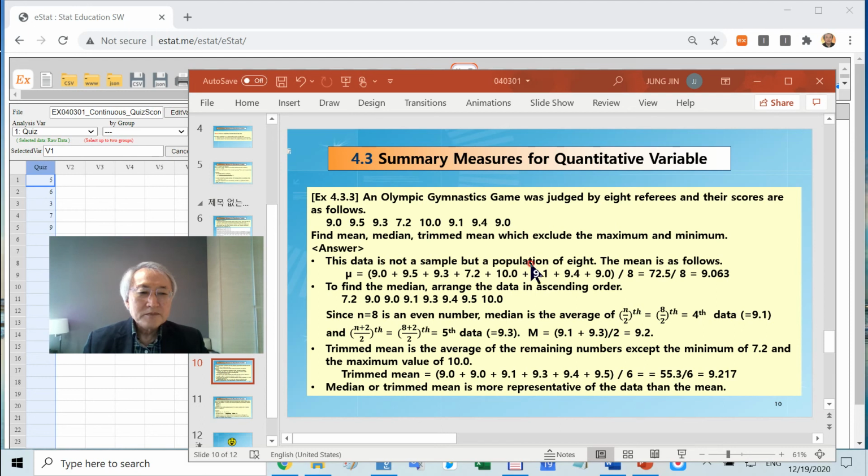Trimmed mean, which excludes the maximum and minimum. Actually, this rule is adopted in the gymnastics game at the Olympics, and we just get rid of the minimum. The minimum is 7.2, and 10.0 is the maximum. Get rid of them and take the average of the rest. Therefore, we have only 6 data. It will be like this. It will remove some kind of biased judge, well, maybe they have the same origin as the player. It is adopted in the Olympic games.